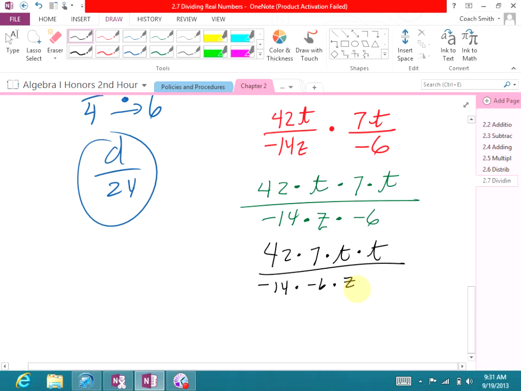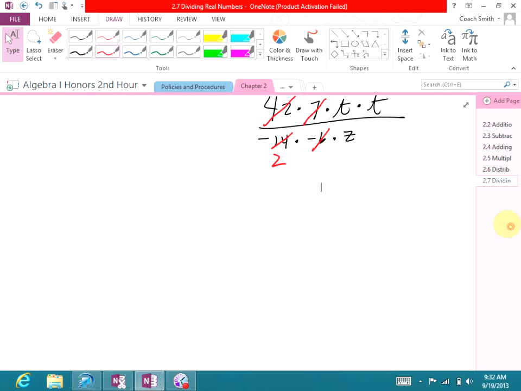Okay, I can do that right there. Okay, I can rearrange it. Now all my numbers are on one side and all my variables are on the other side. Okay. Now this becomes fairly simplistic. 7 goes into 14 how many times? Twice. Okay. 6 goes into 42 how many times? 7 times.